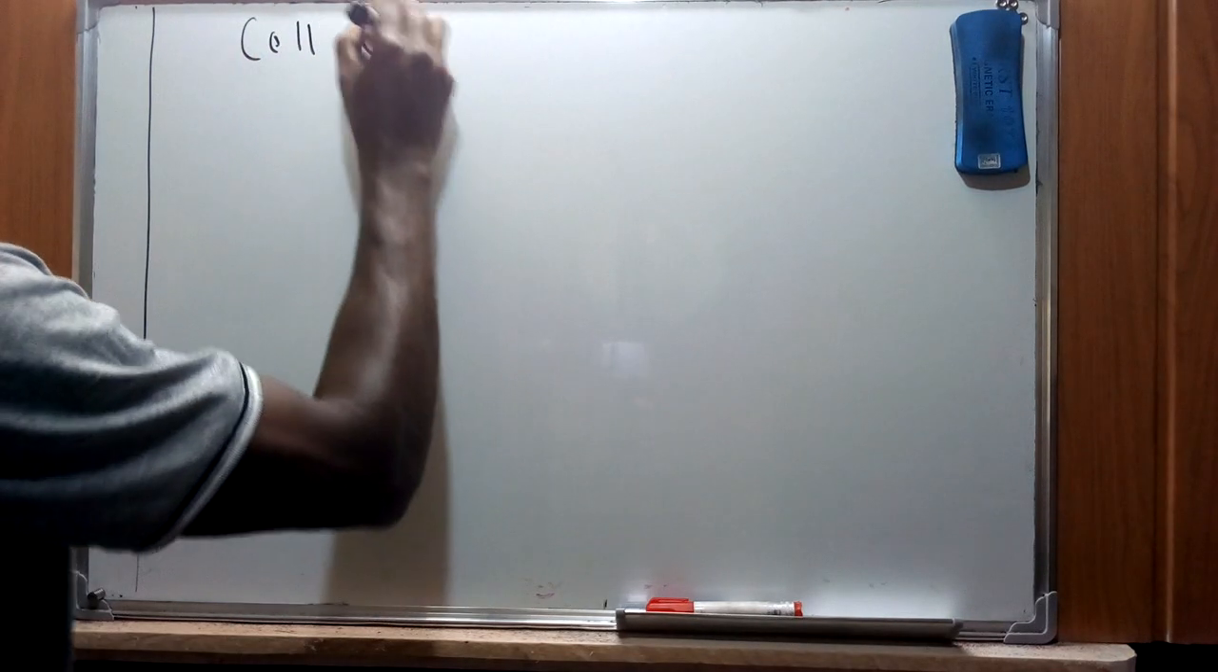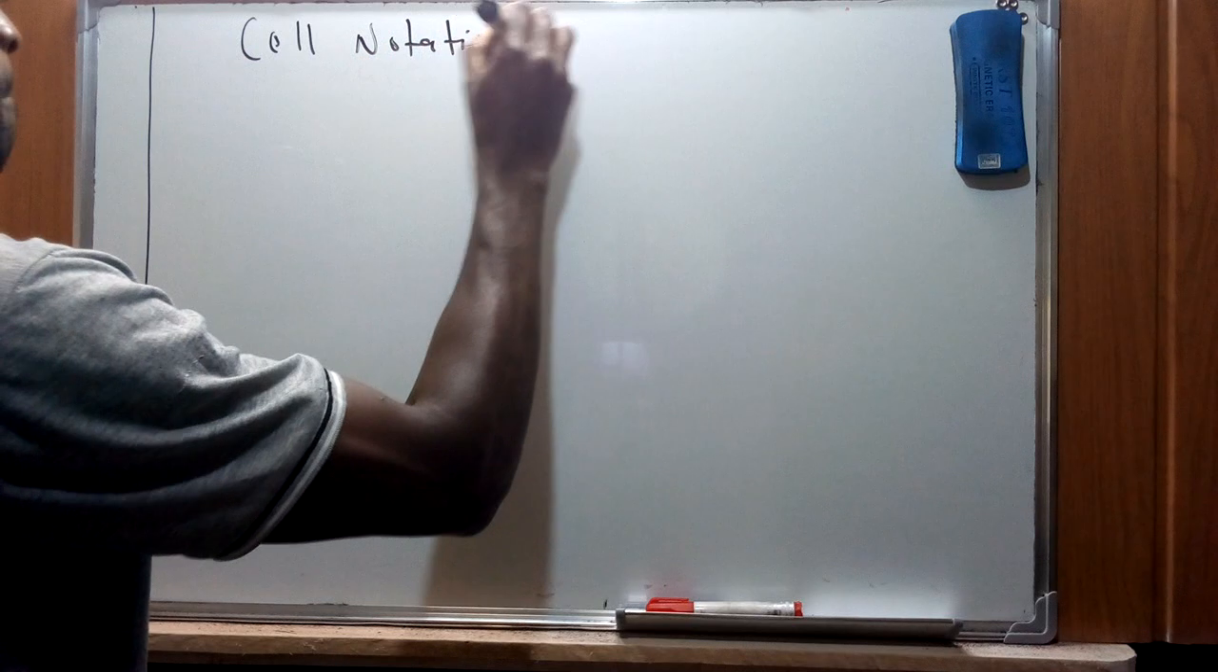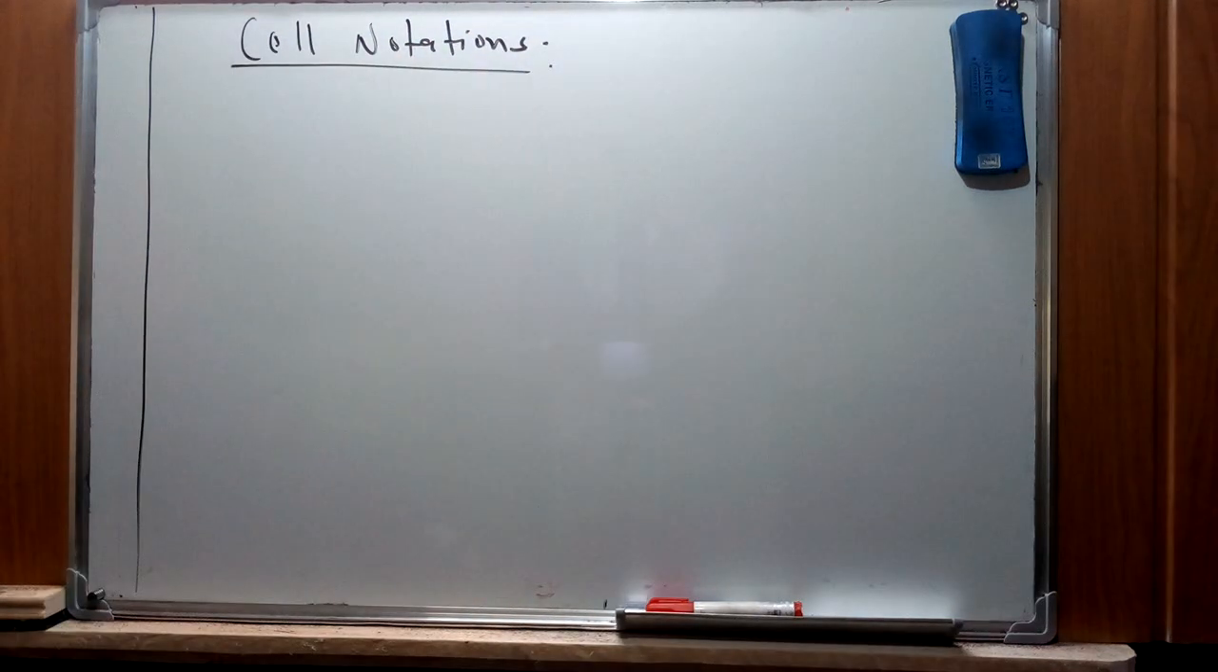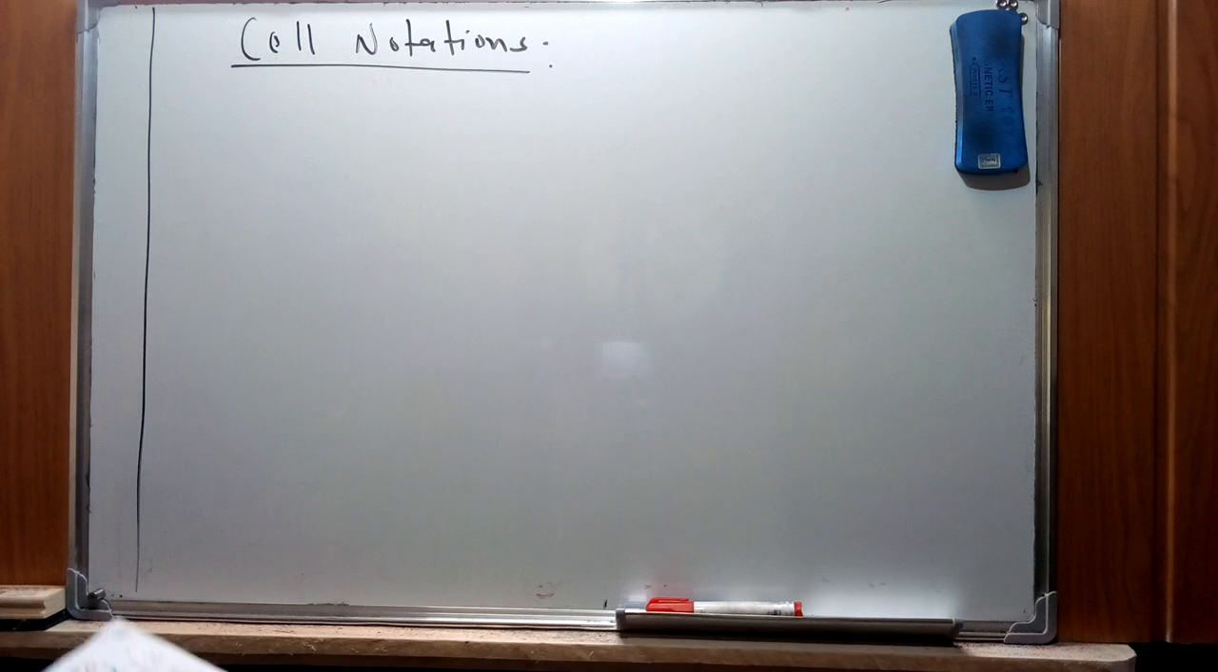So as I've said, today's topic of discussion is basically cell notations. And we're going to see how different reactions, or redox reactions, can be represented in terms of notations, maybe in a simpler way than trying to draw the diagrams that we had already discussed, which are used to indicate the electrochemical cells.